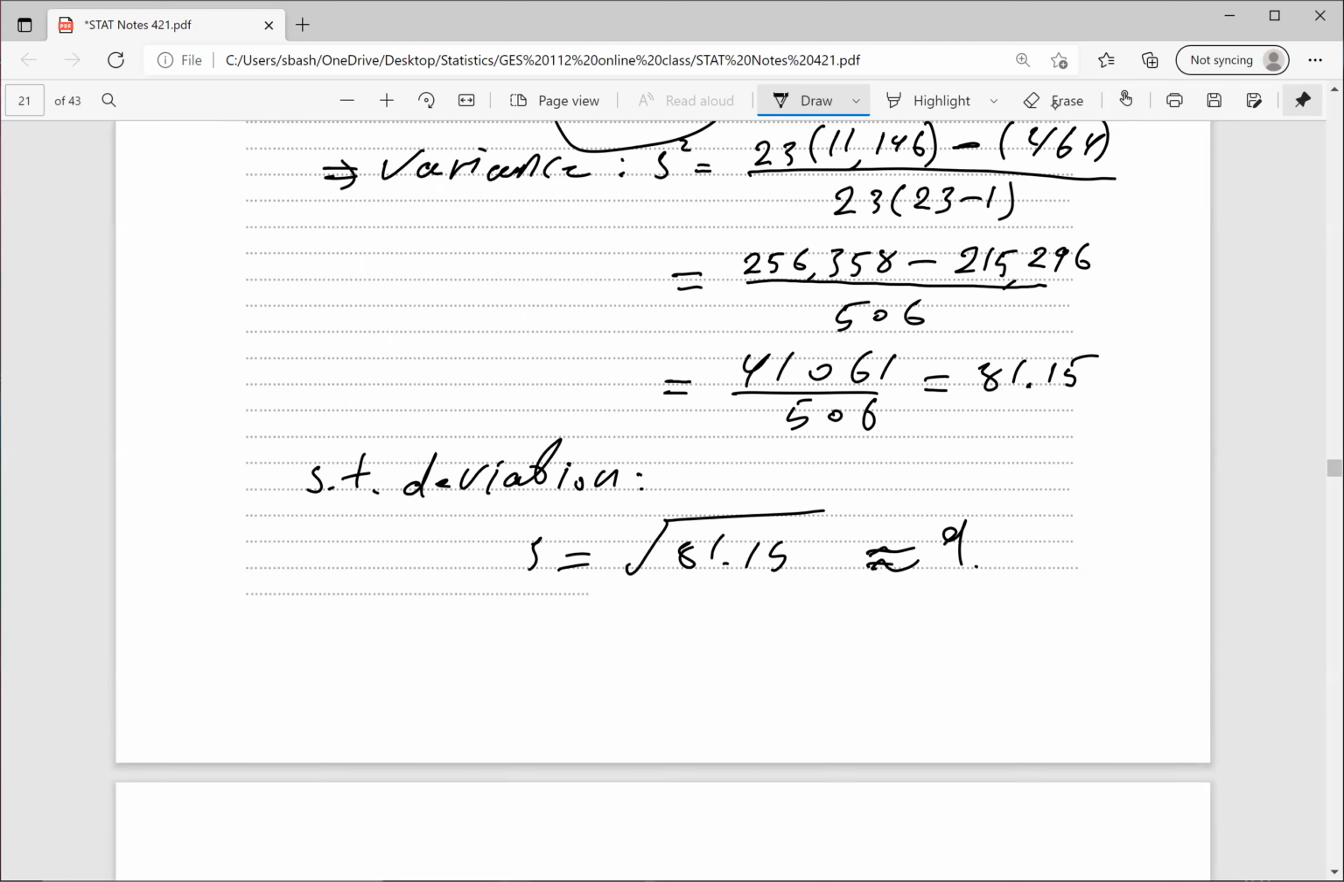So this is the technique of how to find the variance and the standard deviation for grouped data. Again, we are speaking about grouped data. The variance s square is equal to n multiplied by sigma of f times xm square minus sigma of f times xm all squared, divided by n times n minus 1. And the standard deviation will be the square root of the variance.